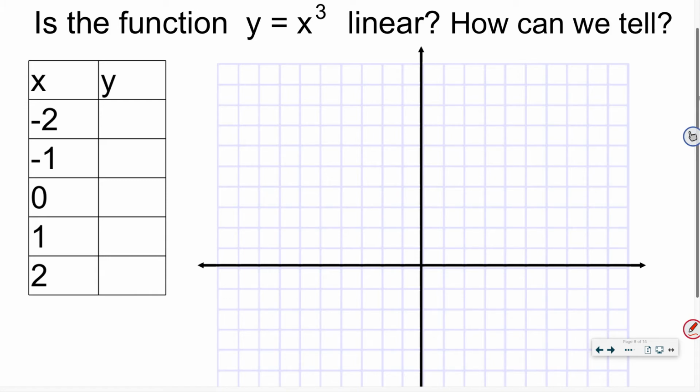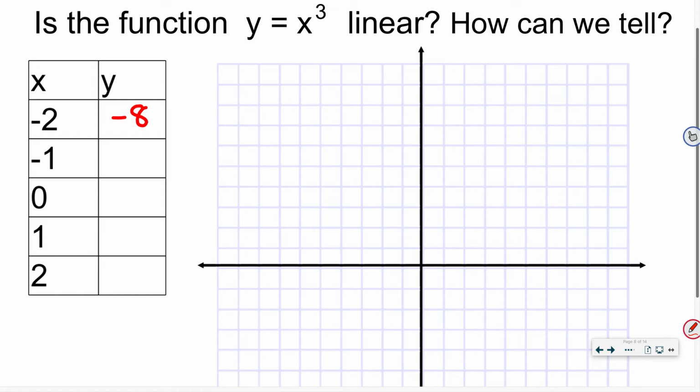Y equals x to the third. Can you fill in the table and tell me the values? Do we know any values here? 8. Which one? -2. If x is -2, what's y? 8. Is it 8? It's -8. Yeah, because you multiply. Oh, there's 3 negatives. Good. Do we know any other values?